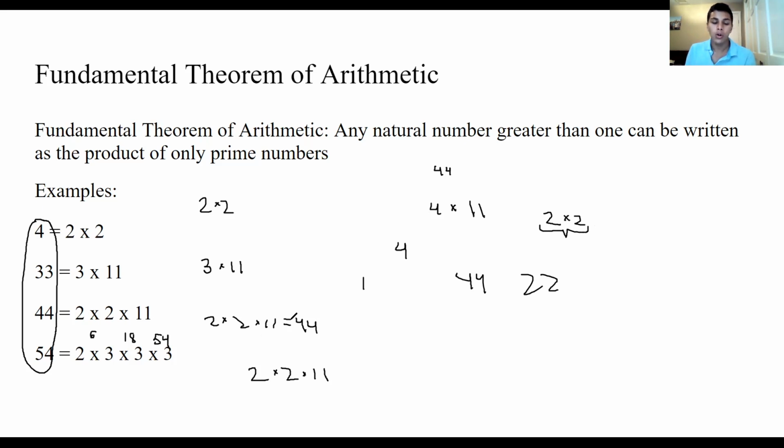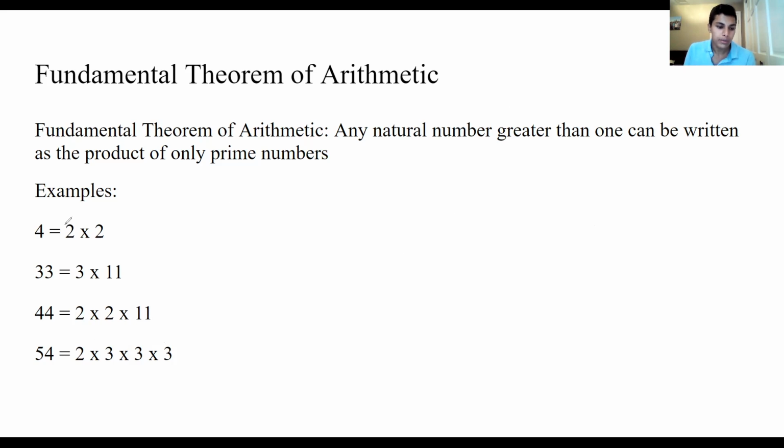And this is what we call the prime factorization of a number. Well, we actually break it down into only the prime numbers multiplied by each other. So 2 times 2 is equal to 4. So 2 times 2 is the prime factorization of 4. 3 times 11 is the prime factorization of 33. 2 times 2 times 11 is that of 44, and 2 times 3 times 3 times 3 is the prime factorization of 54.